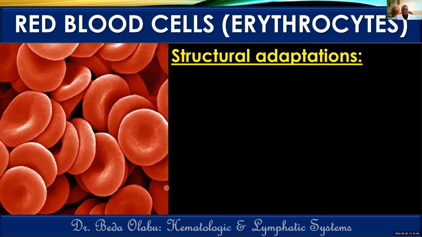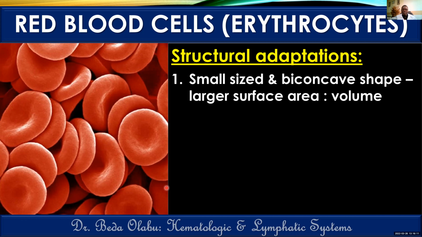Now, we've talked about the red blood cells containing hemoglobin, and this helps in the transportation of the respiratory gases. How are these red blood cells structurally adapted to perform these functions? First, they are very tiny and biconcave. That makes them have a larger surface area to volume ratio. A big part of the red blood cell is actually exposed, and that means that the gases can diffuse freely from those surfaces.